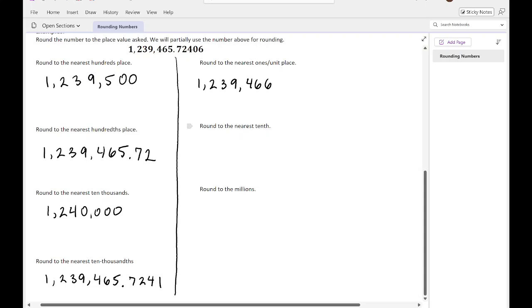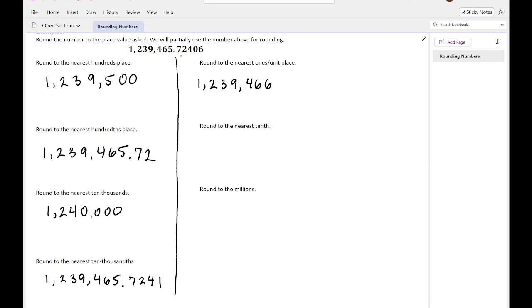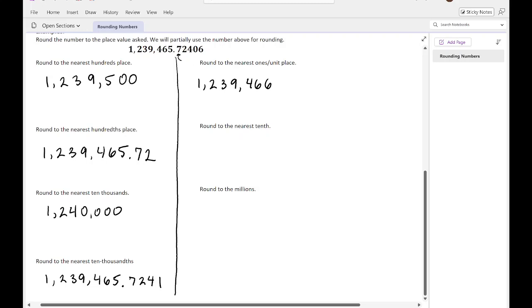Now we're going to round to the nearest tenth. So tenth is going to be the number right after the decimal. So it's going to be here. And we're going to look immediately to its right, which is the 2. 2 is less than 5, so we are not going to touch 7. 7 is going to stay as it is, and everything else is going to be as it is given to us, 465.7, and no need to put zeros after the 7.